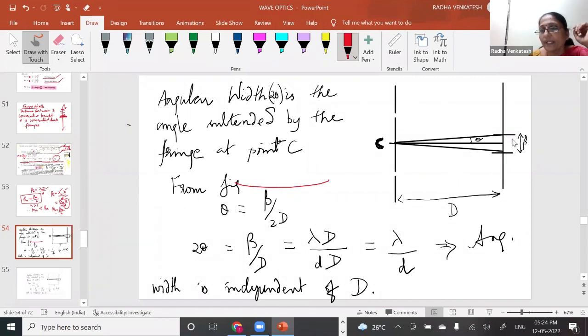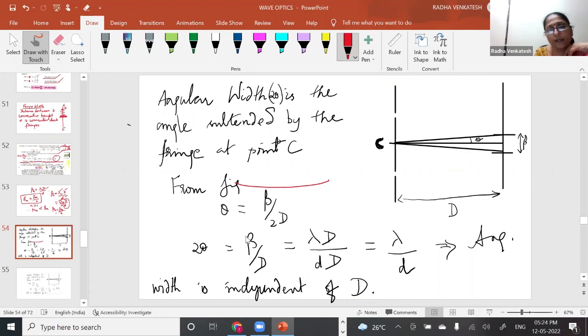Now, this fringe width is beta, isn't it? This distance will be half of beta. So opposite side is beta by 2. And what is adjacent side? D. So my theta is beta by 2D. But what I want is 2 theta. That 2 theta is what I call the angular width. So what is angular width? Beta by capital D. Are we clear?